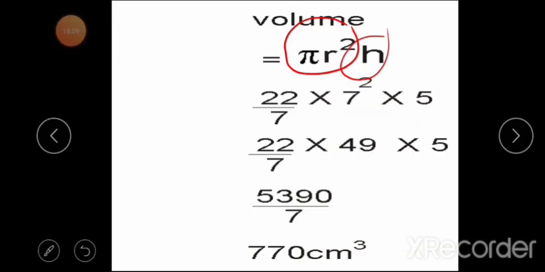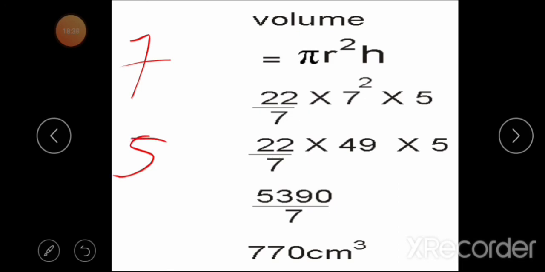So our volume for this problem is pi r square times height, which is simply the area of the circular base times the height of the cylinder. We are given the radius as 7 centimeter and the height as 5 centimeter. We input 7, which is the radius, and 5, which is the height, into the formula. Anywhere we see r, we put 7, and the height is 5.